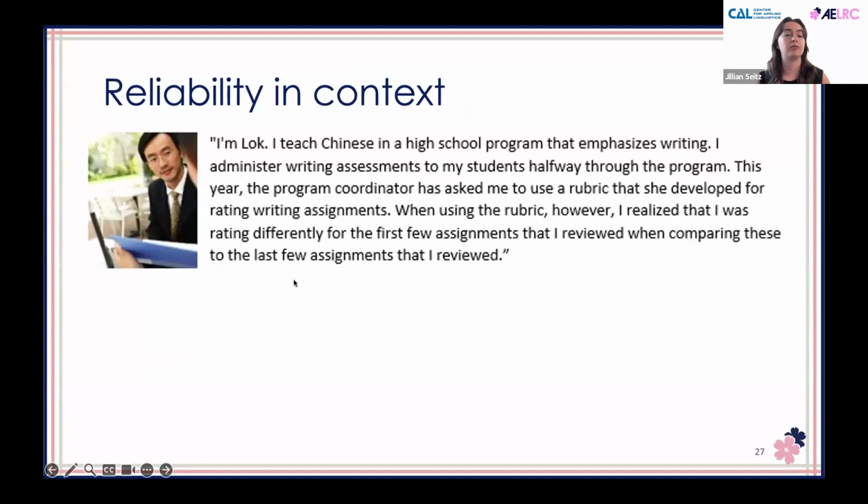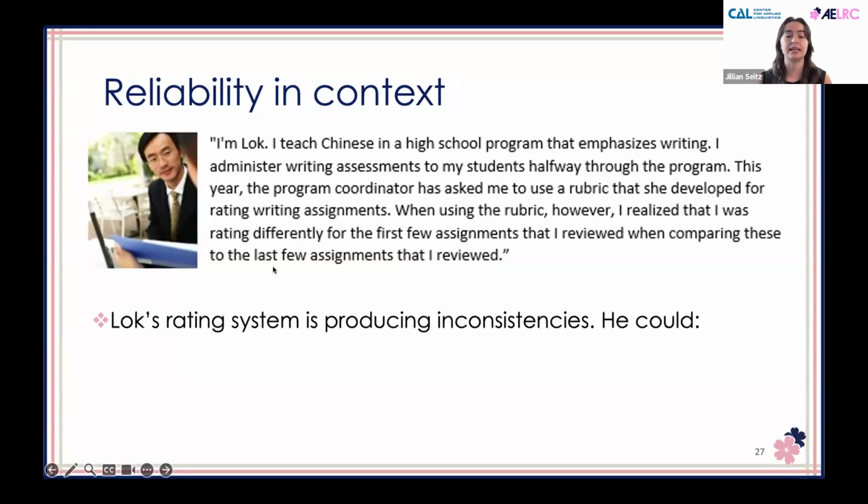Let's take a look at an example of reliability in context. This is Locke. He says, I teach Chinese at a high school program that emphasizes writing. I administer writing assessments to my students halfway through the program. This year, the program coordinator has asked me to use a rubric that she developed for rating writing assessments. When using the rubric, however, I realized that I was rating differently for the first few assignments that I reviewed when comparing these to the last few assignments that I reviewed. As you can tell by hearing Locke's scenario, his rating system is producing inconsistencies, making his assessment less reliable.